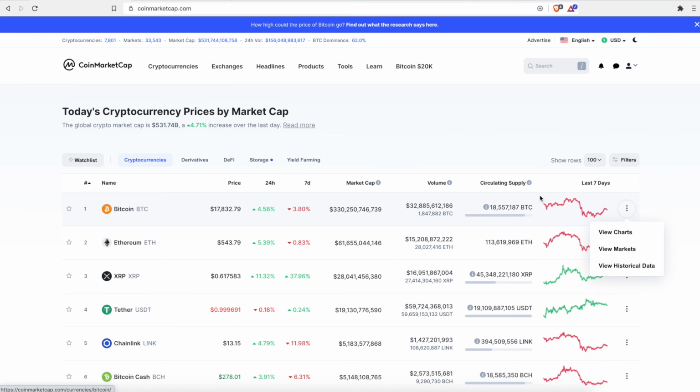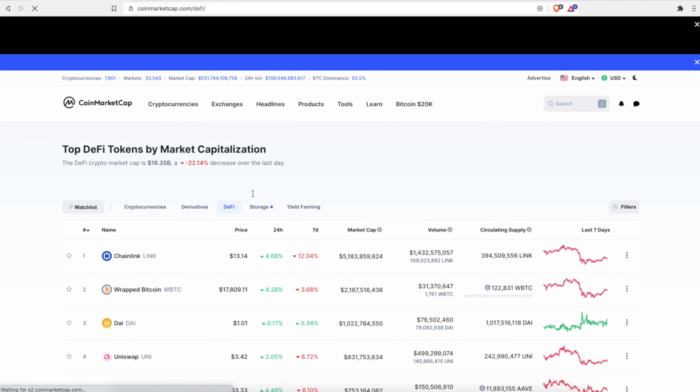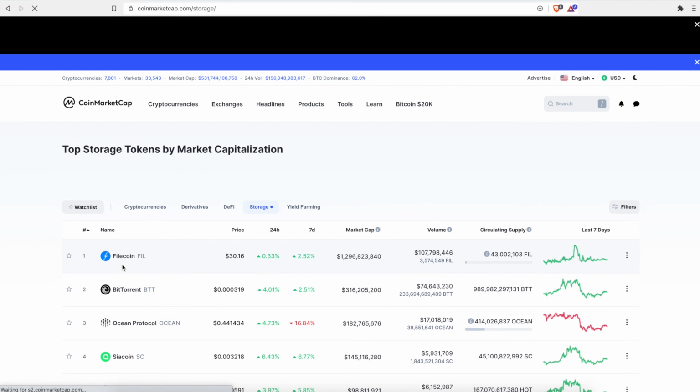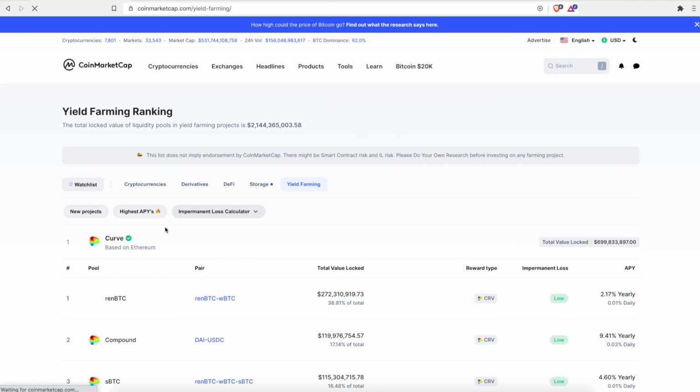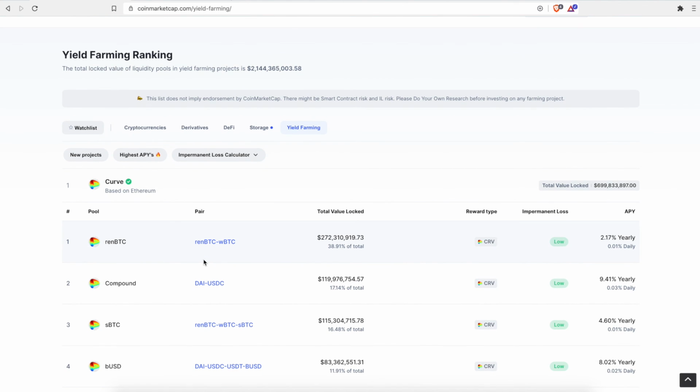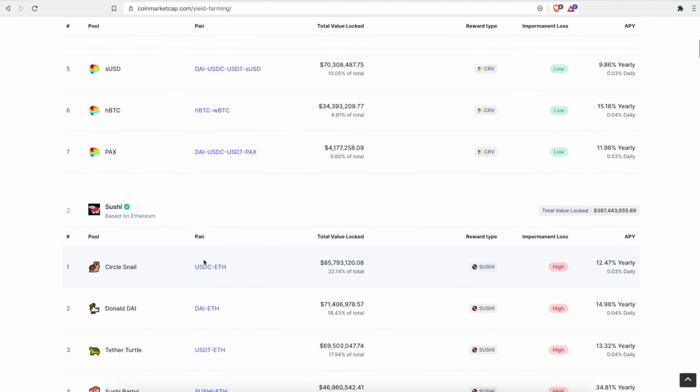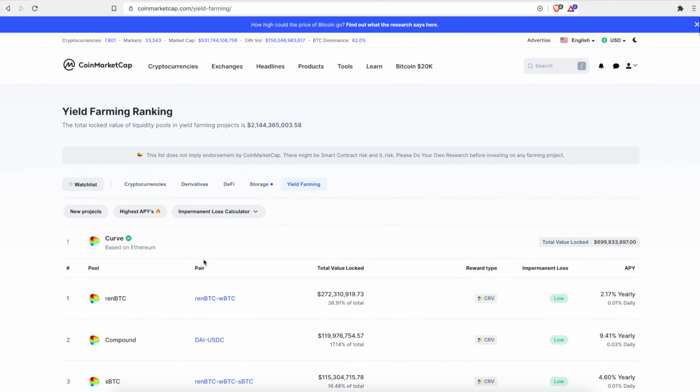Another feature, obviously, you have the charts. You can see the circulating supply, the volume, the market cap, and you can learn about different things. So this is also like CoinGecko. You can go into DeFi, see the decentralized finance projects, the storage projects, like Filecoin, which is huge. You can go to yield farming, so YFI, or the Wi-Fi token. It's a pretty famous token. We'll do a video on that one as well, so you guys can learn about it.